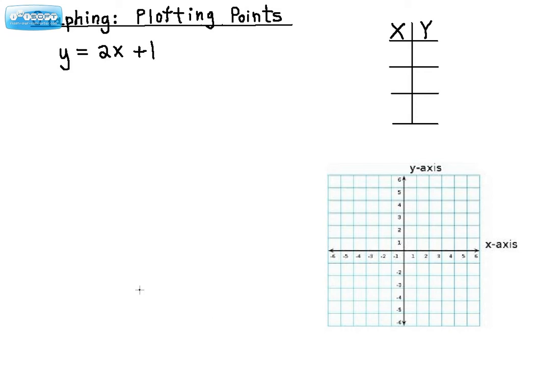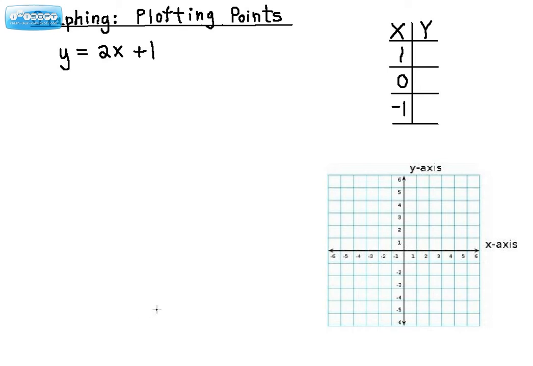Here I've created a chart and we want to select some values for x. Always pick small values which will appear on the graph that you're using. And a good idea is to always have at least 3 points. Any 2 points will form a line, but if you have a third point, you have a checkpoint to make sure that your points do line up.